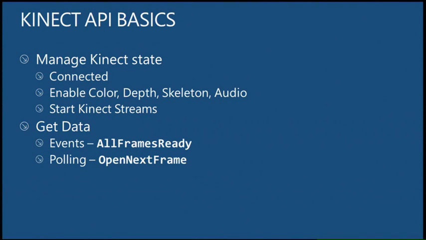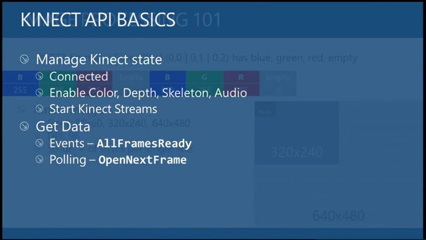And then polling. So if you build XNA applications where you have more of a game loop, and Rick will show you an example, that's OpenNextFrame, and I'm just reading that at 30 frames per second. Yeah, so in day-to-day use, if it's C#, WPF, that's an event-based model, so AllFramesReady is what you want. If you're XNA or C++, OpenNextFrame is going to be your best friend.